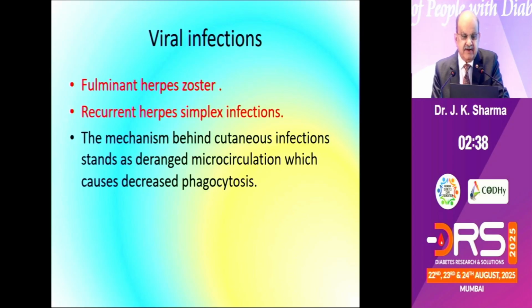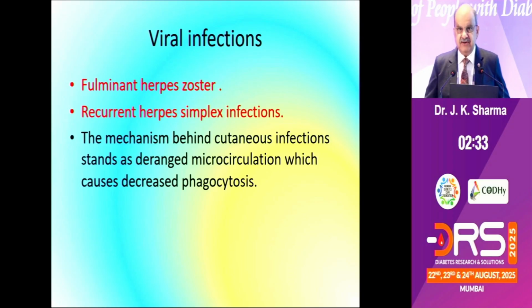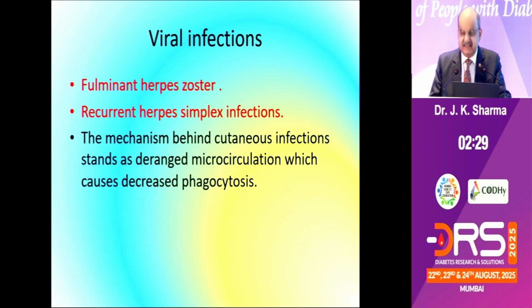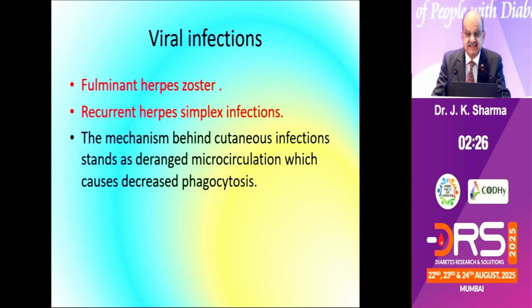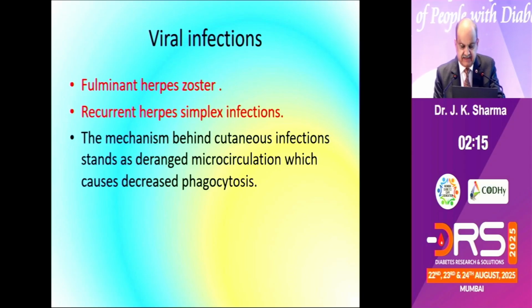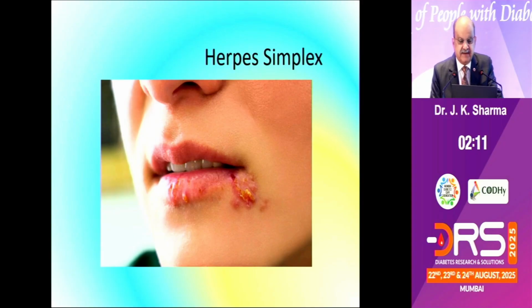Now coming to the viral infections, they are the fulminant herpes zoster. I don't know how much effect the vaccine does in preventing these, but definitely vaccines are for prevention. Fulminant herpes zoster, recurrent herpes simplex infection, and the mechanism behind the cutaneous infection stands as deranged microcirculation, which causes decreased phagocytosis. And this is the picture of herpes zoster. Herpes simplex at the angular region of the lips.